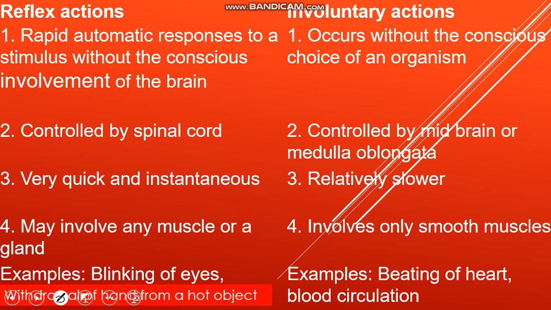So reflex action may involve any muscle. They are involving any muscle. There is no limitation to it. But in case of involuntary action, they are mostly the cardiac muscles or the smooth muscles.